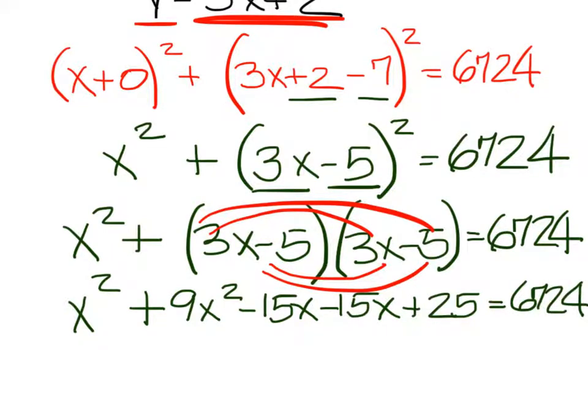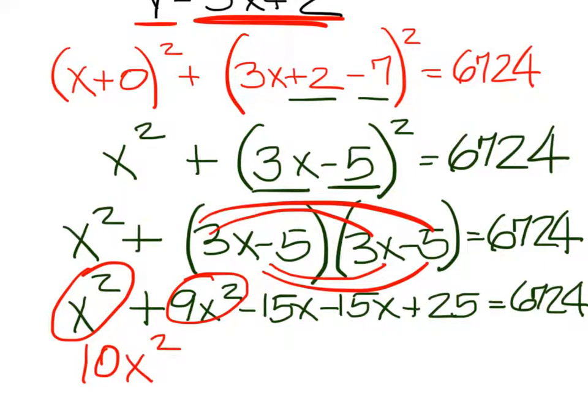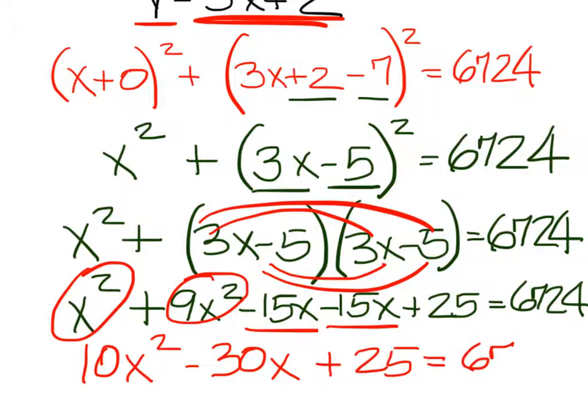And naturally, you would have to simplify. So I have an x squared and a 9x squared. That's 10x squared. Minus 15x minus 15x is minus 30x. And then I have plus 25 equals 6724.